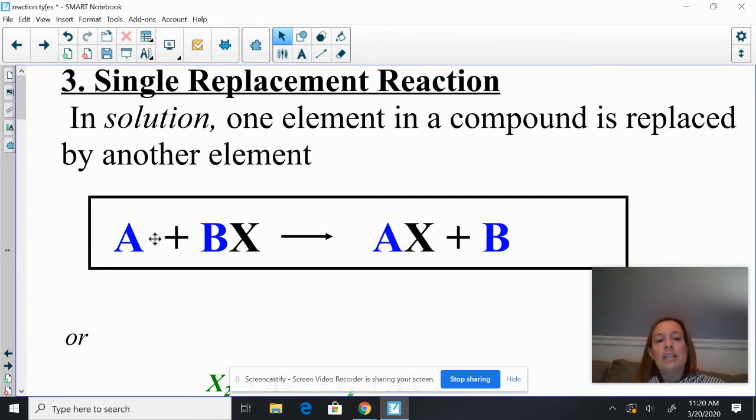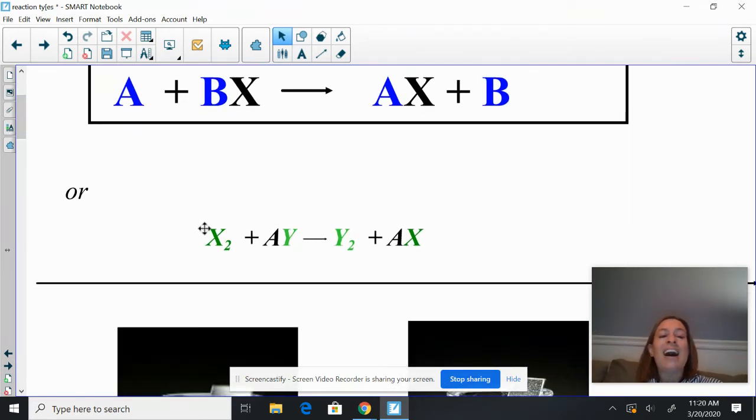So the reason these are in blue, A represents a metal. A metal can replace another metal that's part of a compound. Likewise, if your free element is a non-metal, let's say like chlorine, chlorine can only replace other non-metals. So sometimes you'll see in a single replacement reaction it's actually the second element in the compound that gets replaced. You're not going to need to come up with the products for these single replacement reactions.